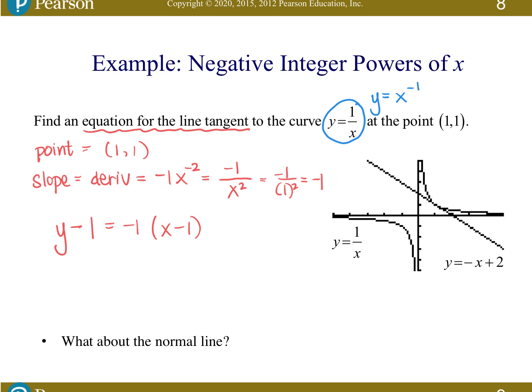If I wanted to make it a normal line, what's the only thing I have to change? I only have to change the slope in the middle. If I wanted to make this a normal line, I would take the slope in the middle and make it the reciprocal with the opposite sign. So that would be positive 1.